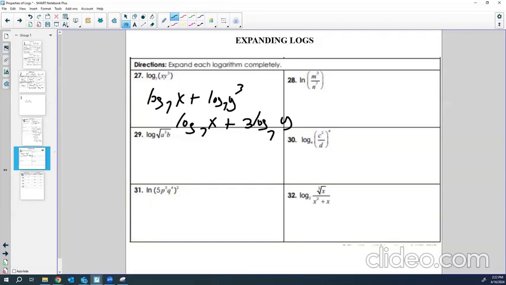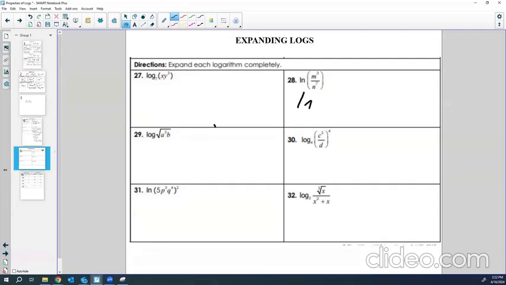Okay, number 28. What would you do first? So, yeah, exactly. So tell me what to write for number 28. I'm dividing, right? M cubed. Okay, so what's your next step now? Good. So just bring the 3 to the front now. 3 ln of m minus 7 ln of n.